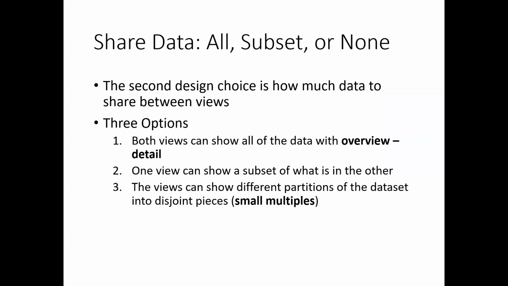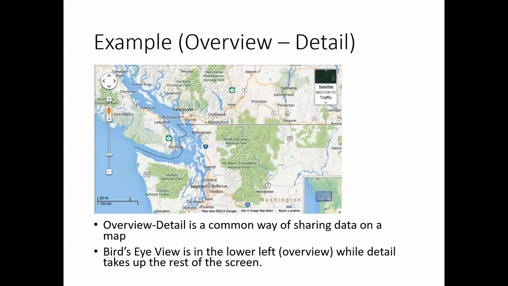So the second design choice is how much data to share between the views. And there are three options. Number one, both views can show all the data, with overview to detail. Number two, one view can show a subset of what is in the other. And third, the views can show different partitions of the data set into disjoint pieces. That's the small multiple.